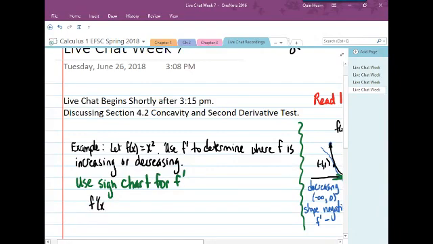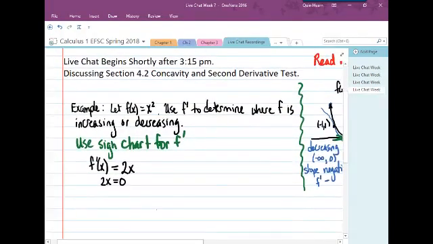So the derivative of x squared is just going to be 2x to the first, or 2x. We would find anywhere that that's equal to 0 or undefined, because that would be the only place the sign can change from positive to negative. So I set 2x equals 0, divide by 2. X equals 0 is the only place where the sign might change.